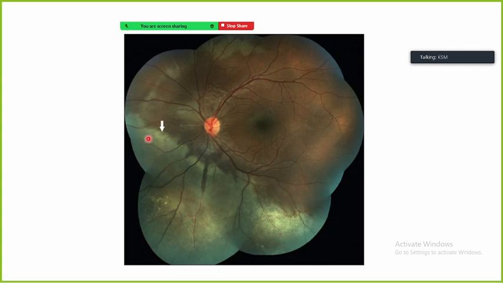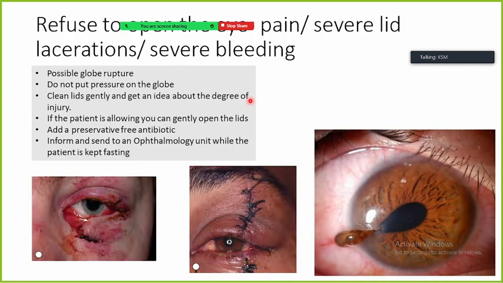And in the retina, you can see the whitish part. It's called commotio retinae. It's due to blunt trauma. You have to exclude all this, and you can have a traumatic macular hole, you can have retinal tears as well.